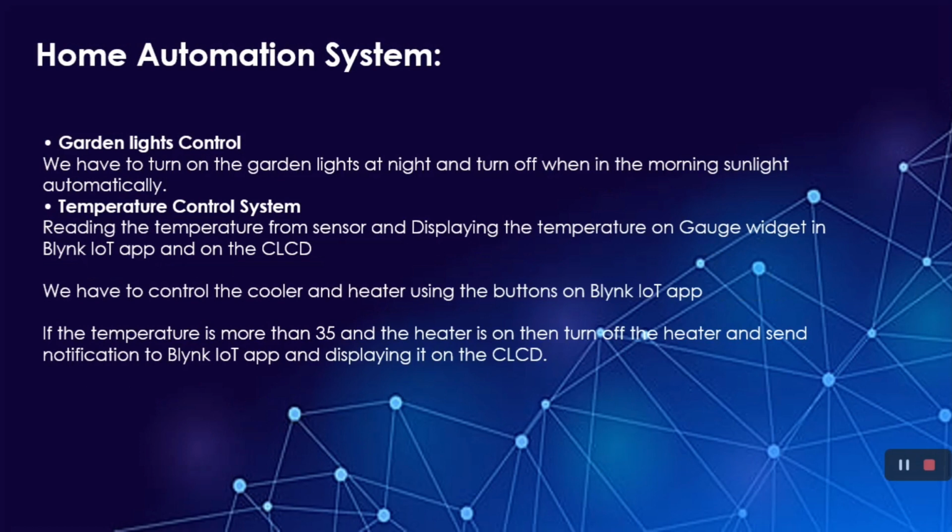If there is more heat, then the cooler will be on, and if it is more cold, the heater will be on. If the temperature is more than 35 and the heater is on, then turn off the heater and send a notification to the Blink IoT app. Here 35 is just an example. The value may vary, and display it on the CLCD.